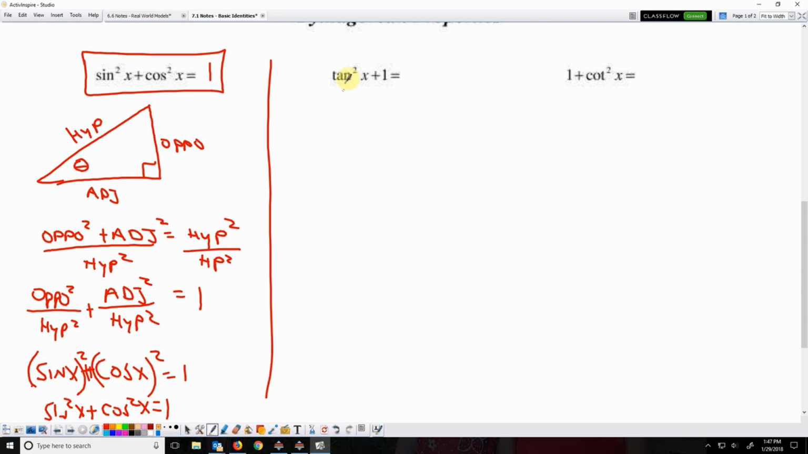Okay, next is tan squared x plus 1 equals. We're going to start with what we already know: sine squared x plus cosine squared x equals 1. Now we've already got a 1 here, so I need to turn this spot right here into a 1. And I'm going to do that by dividing everything by cosine squared x.